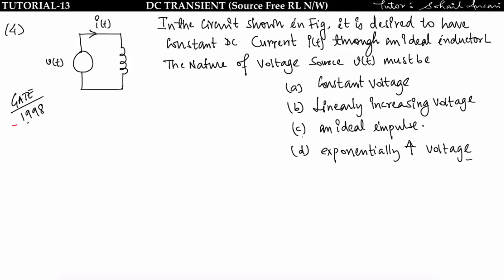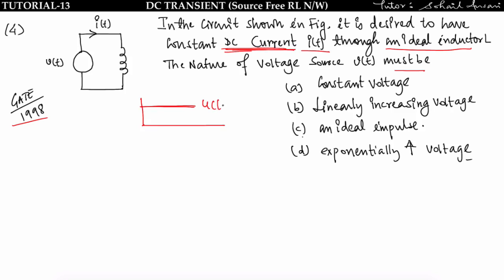Let's see this problem. This has been asked in GATE 1998. What is it saying? In the circuit shown in the figure, it is desired to have a constant DC current IT through an ideal inductor. The nature of the voltage source VT must be, which type of voltage source do we apply so that we will get IT equal to a constant DC current, like this.